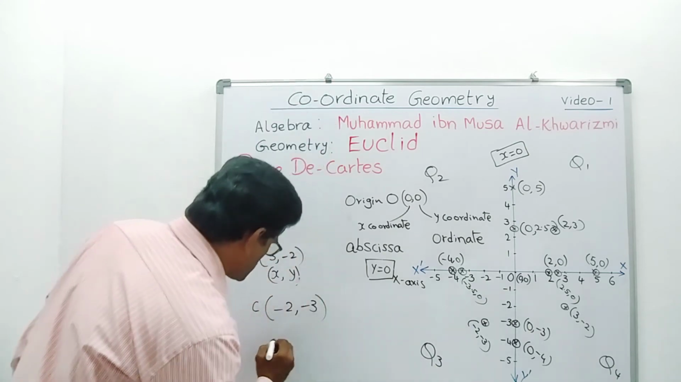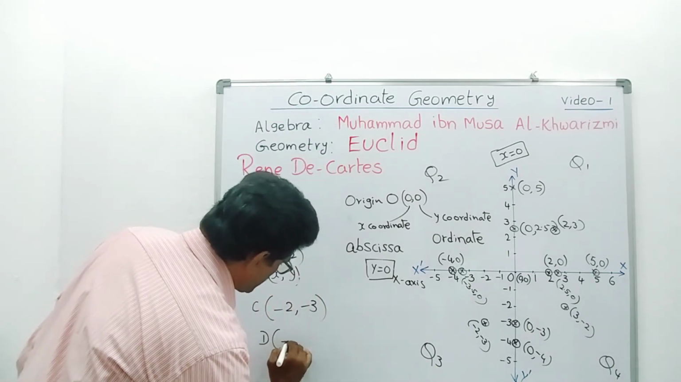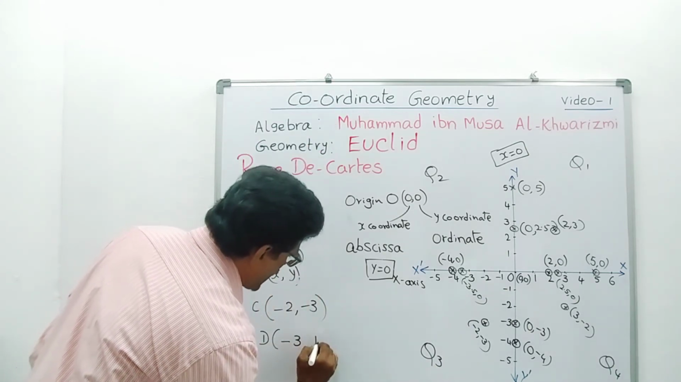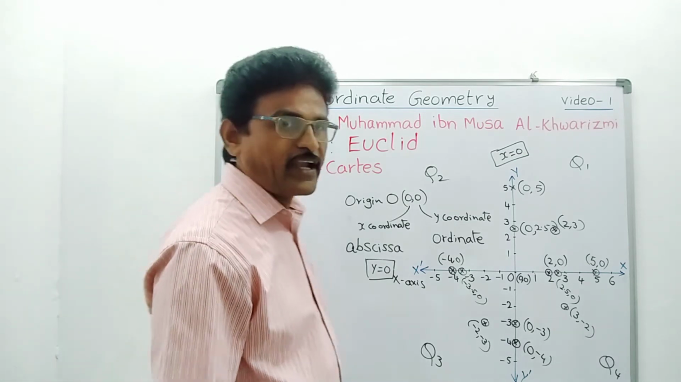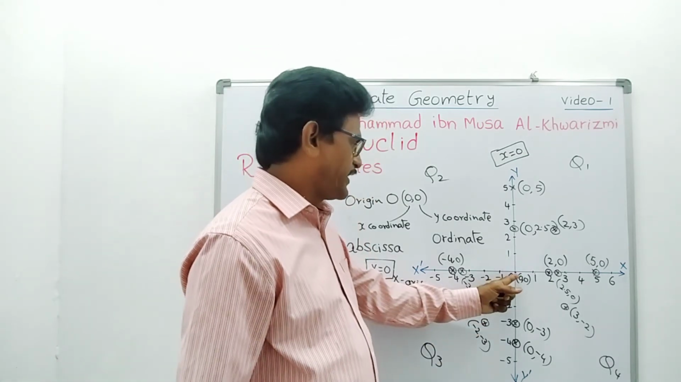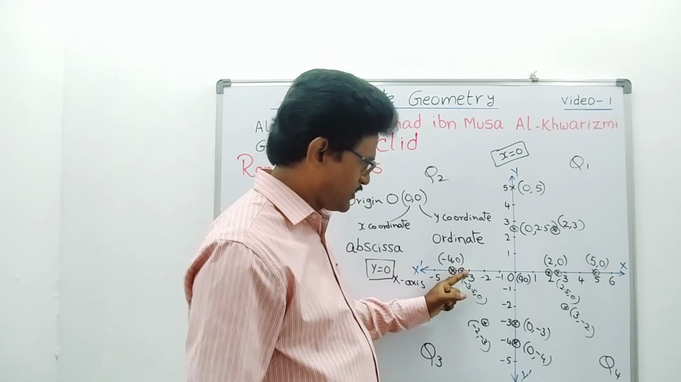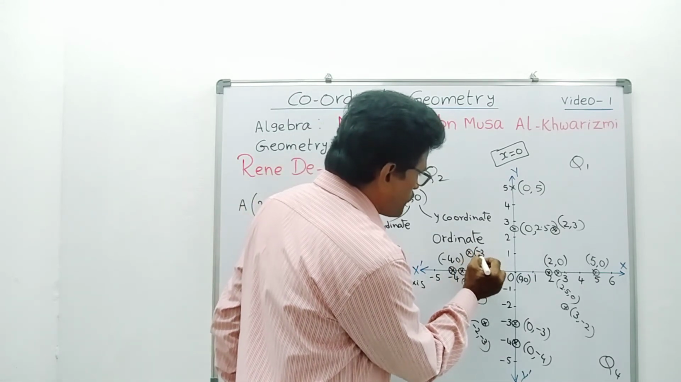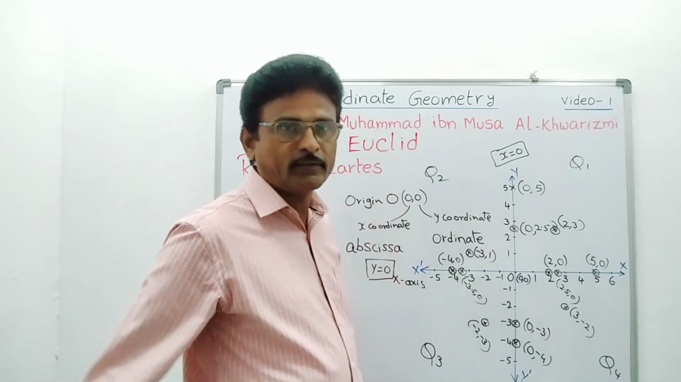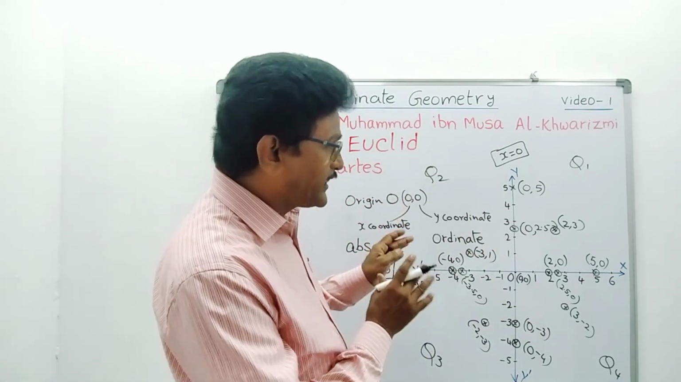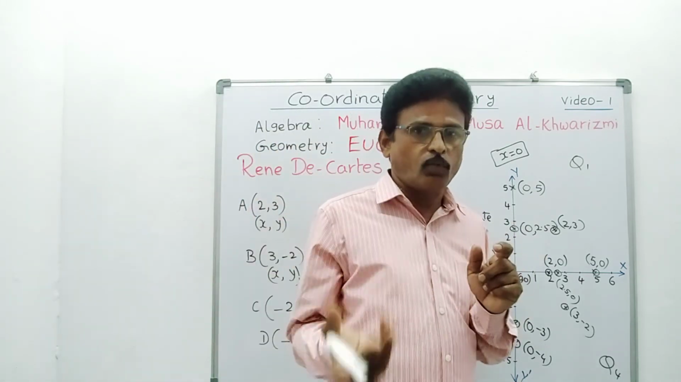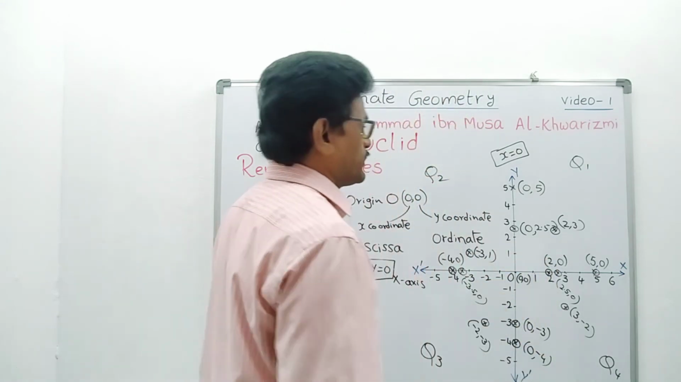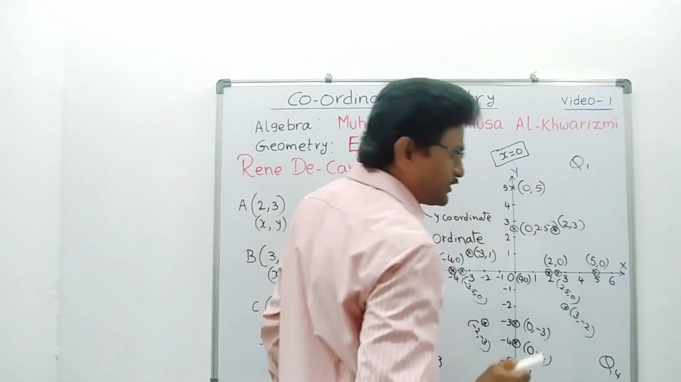Now suppose option D, we will take minus 3, 1. Where does it come, minus 3 and 1? First minus 3, on the x-axis left side minus 3. Then 1 upside you have to move 1. This is the location of minus 3 comma 1. Students, by this you have to understand one more point. What is that? See, this is the first quadrant.